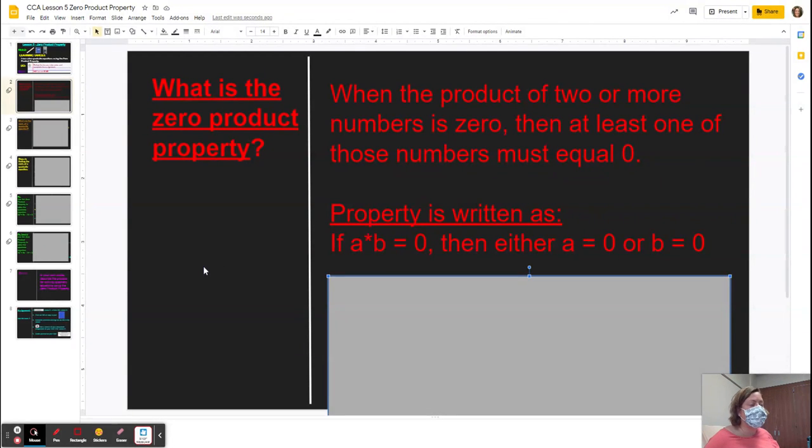Again, the phrase zero product property. If you see that it's a product equals 0, then one of those two parts of it has to equal 0. Those two factors.